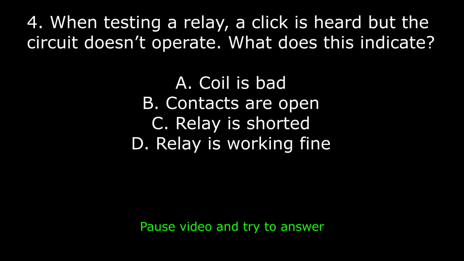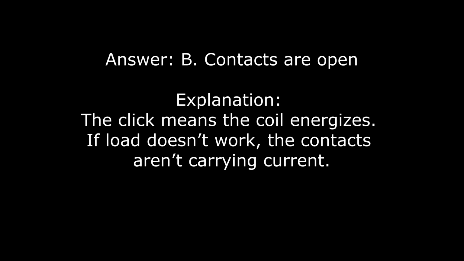4. When testing a relay, a click is heard, but the circuit doesn't operate. What does this indicate? A. Coil is bad. B. Contacts are open. C. Relay is shorted. D. Relay is working fine. Answer: B. Contacts are open. Explanation: the click means the coil energizes. If the load doesn't work, the contacts aren't carrying current.